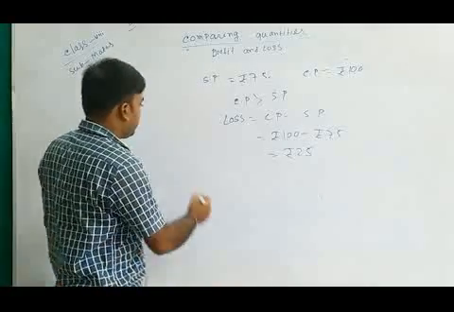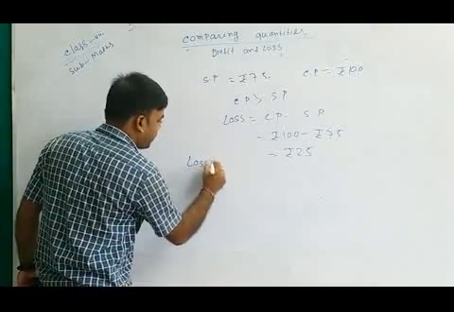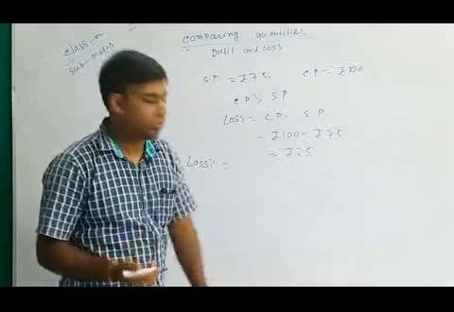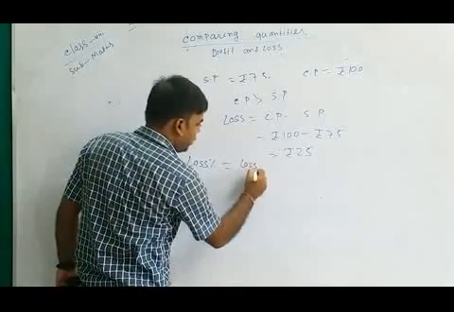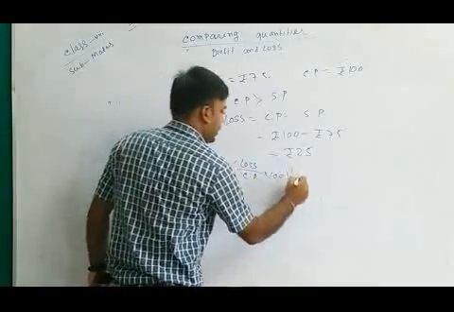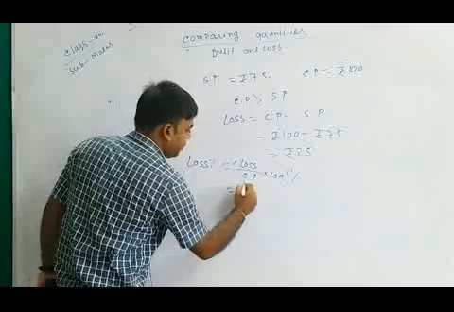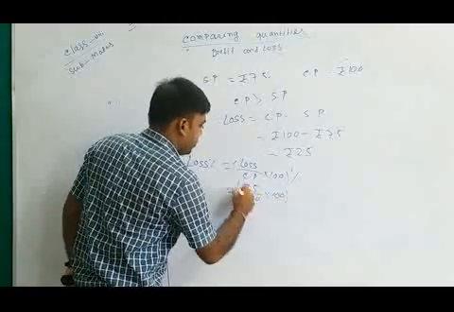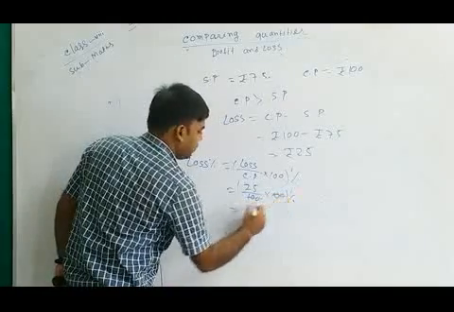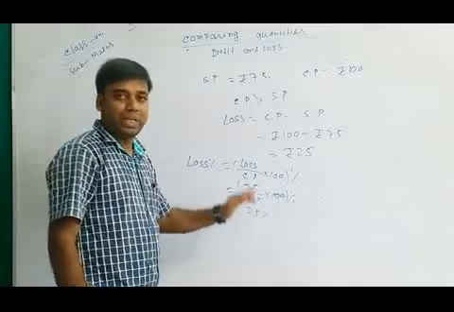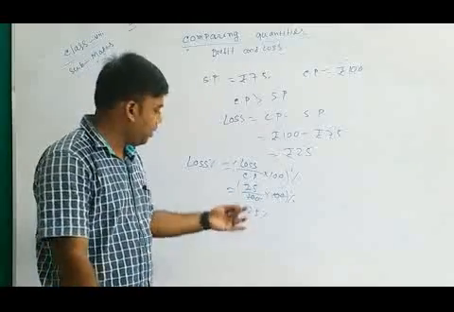Now how to calculate loss percentage? Same formula, just in place of profit put loss. Loss amount by CP into 100 percent. Loss rupees 25, CP rupees 100, into 100 percent, so 25%. In this way we can calculate the loss and profit.